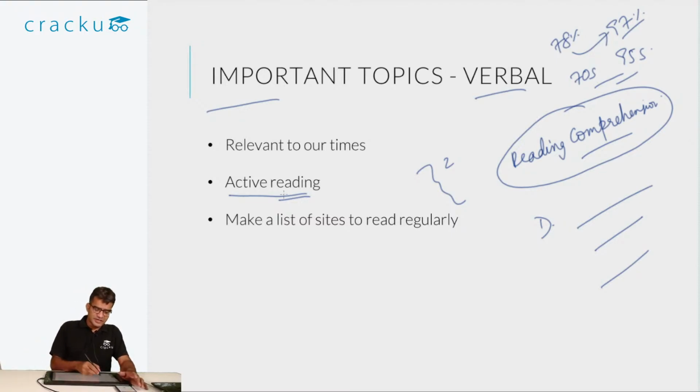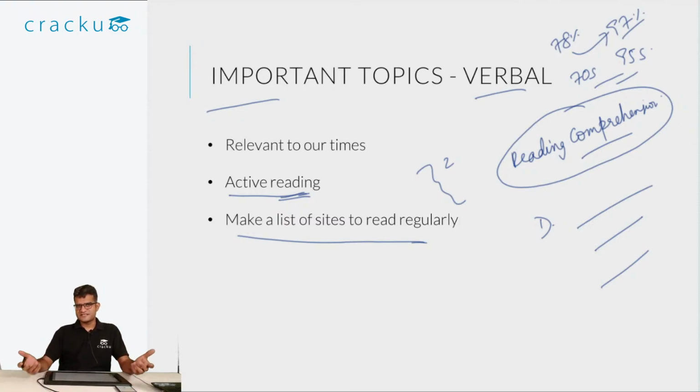The second thing that you should do is make a list of the sites to read regularly. Make a list of it right now, at least right now, as in the coming few days, and then keep browsing these sites regularly. Some of the sites that I browse to improve my reading comprehension skills are basically well known websites from which either passages come or where you can find good op-ed articles. One of the sites that I visit quite regularly is The Guardian.